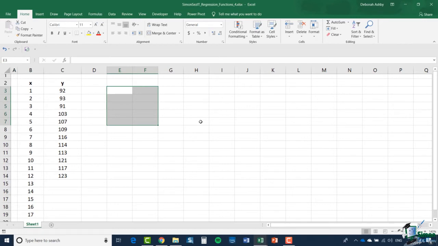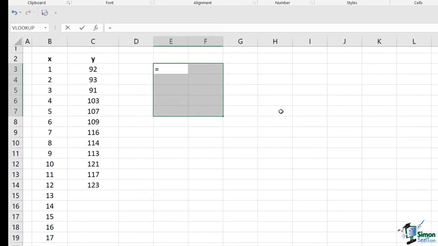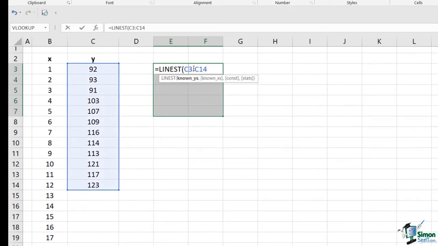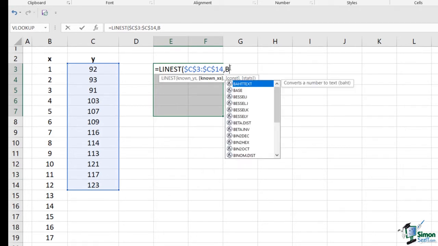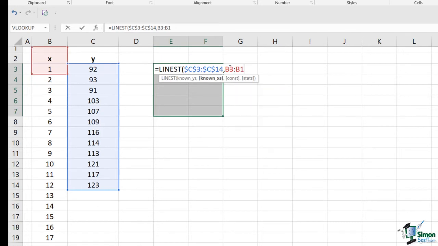Now I'm going to use the Linest function. The first value that I put in there are the known y's, so that is C3 to C14, and we'll make those absolute. Next I put in the known x values, so that's B3 to B14.